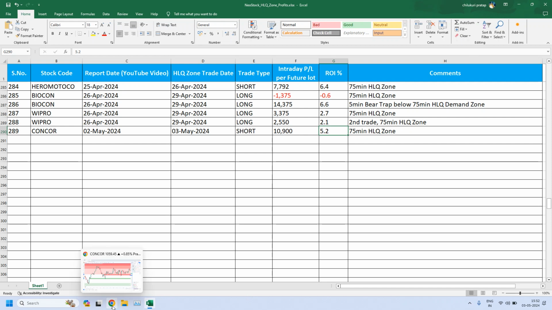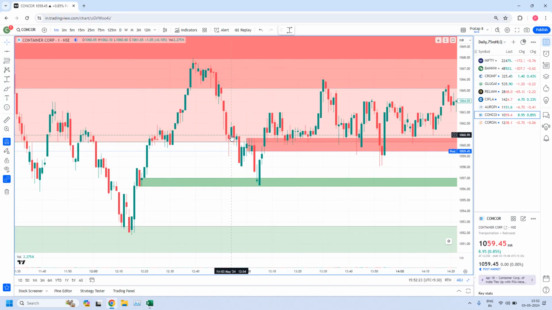Now you may ask a question. In case from our entry to this 1 minute, what is the RR? The RR is close to 1:5. 4.9 RR is there, 1:4.93. That means close to 1:5 RR is here, from here to here. So it is a 1:5 RR trade.